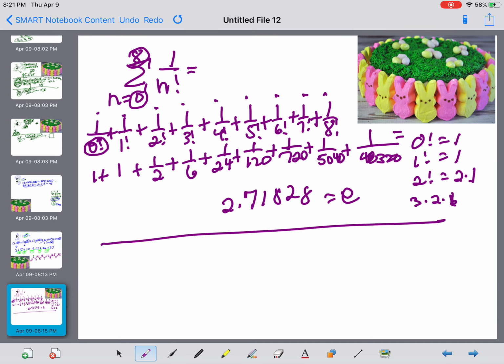So this may be a new symbol or an old symbol. I'm not sure if you've seen it before. But when you see sigma with things on the top and the bottom, this tells you where to start. This tells you where to stop. You would add up your terms and get your final answer.